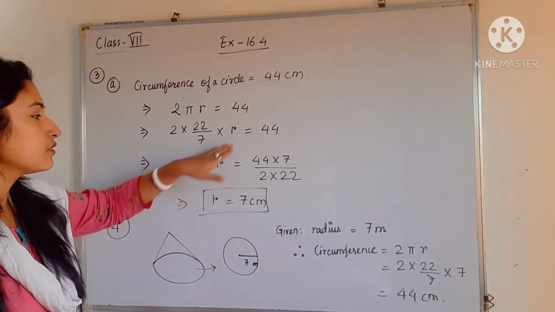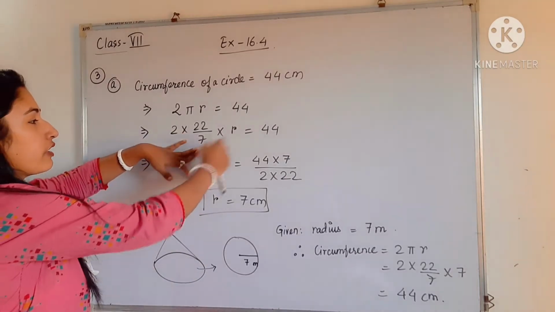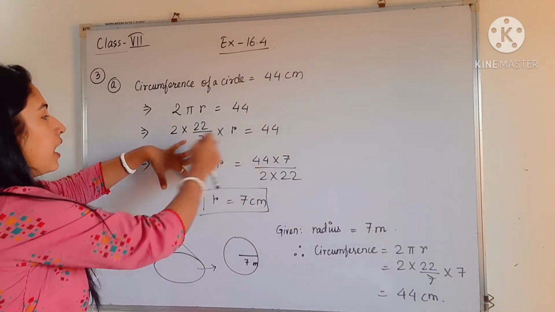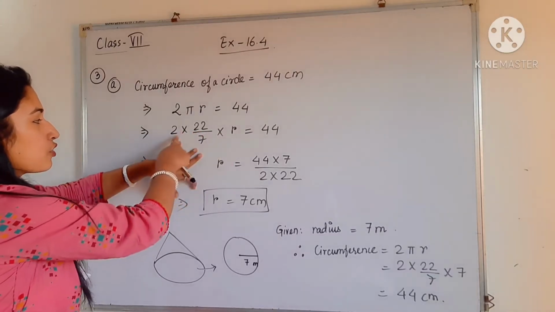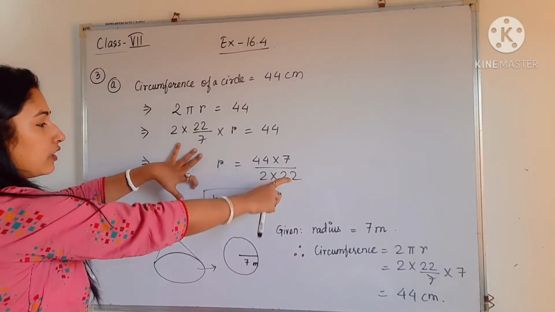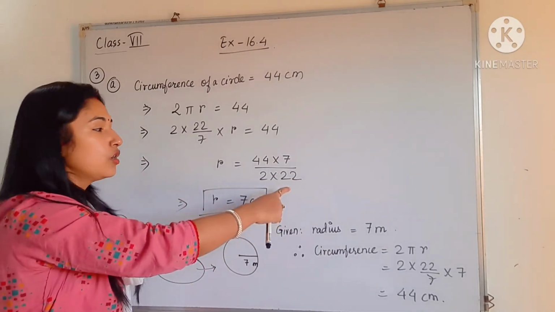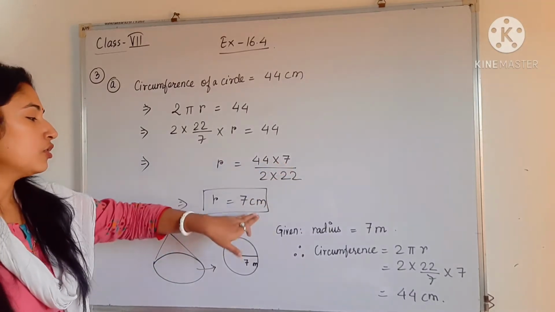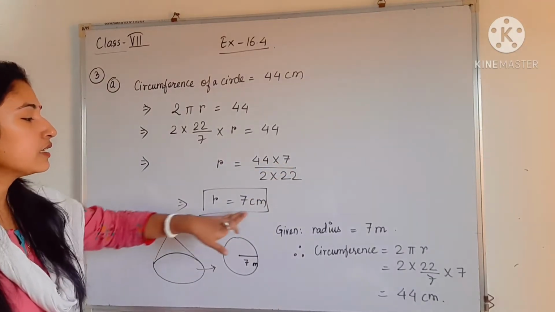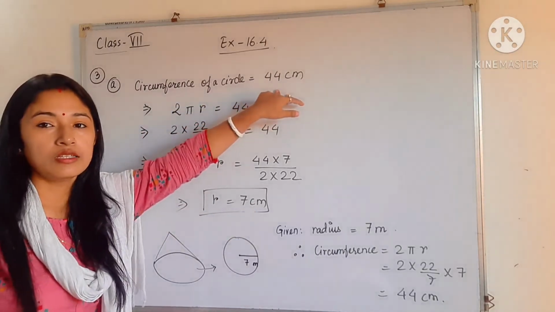Okay, so the radius will be equal to, see here 7 is in denominator, so when we transpose 7 to that side, it will get multiplied, and 2 into 22, this is multiplied with r. So when we transpose this to that side, it will get divided. Okay, so see here 2 into 22 will be 44. So 44 and 44 will get cancelled out, and we will get 7. So that means the radius of the circle is 7 centimeter, whose circumference is 44 centimeter.